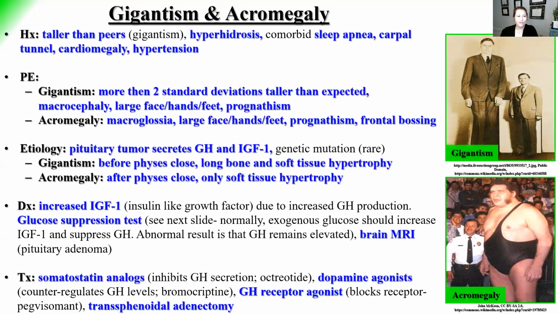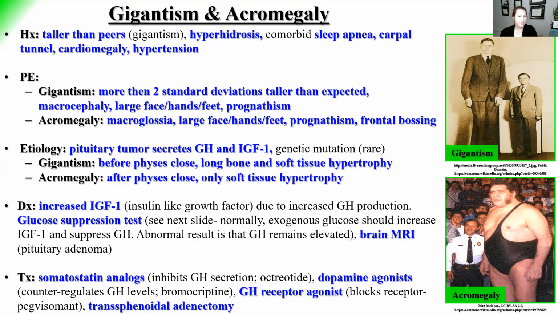The opposite of dwarfism, we have gigantism and acromegaly. On the right top picture there, that's Robert Wadlow, and he was a form of a giant back in the 1930s and 1940s, and he was in the Guinness Book of World Records for being one of the tallest humans. I think that record has probably been displaced at this point, but you can see a picture of him compared to a man of normal stature.